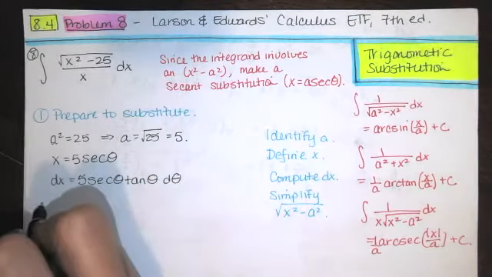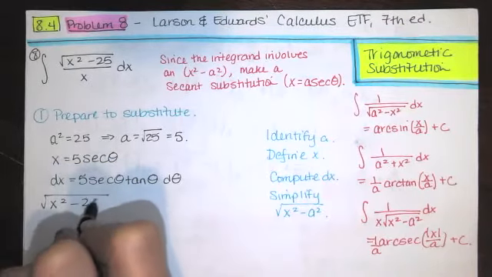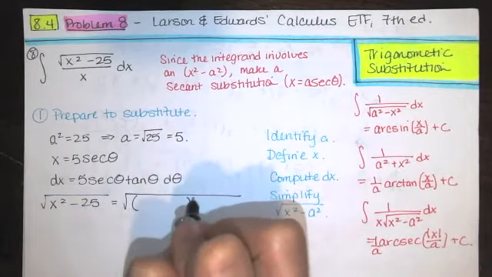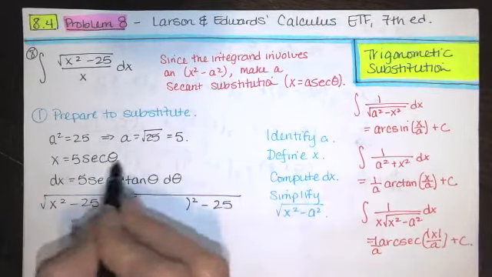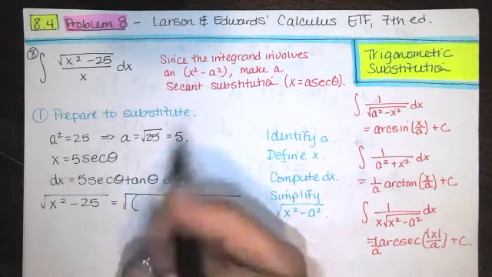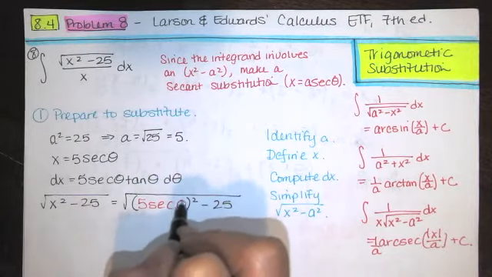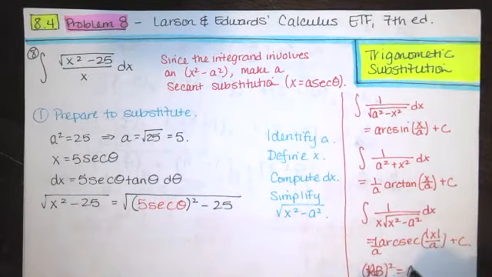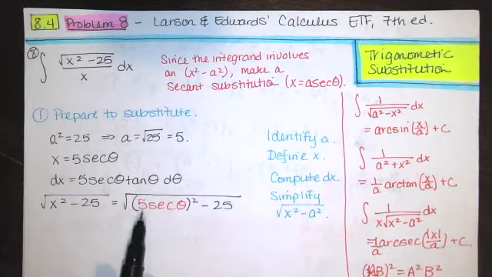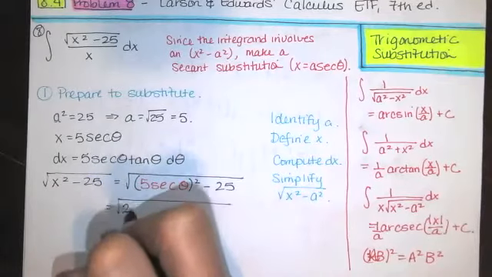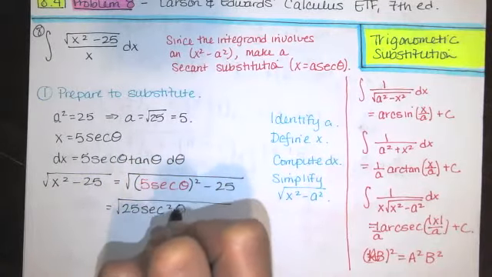And then we want to simplify the square root of x squared minus 25, given this substitution. So we're replacing x with 5 secant of theta. I replace this with 5 secant theta right here. Now remember from your algebra class that if you take a product and you square it, you need to square each of those factors separately. So this 5 secant of theta squared is actually 5 squared, which is 25, times secant squared theta.